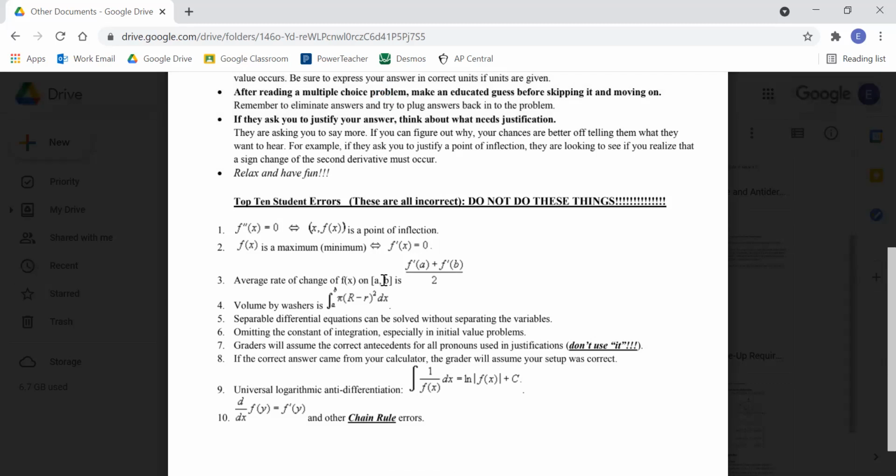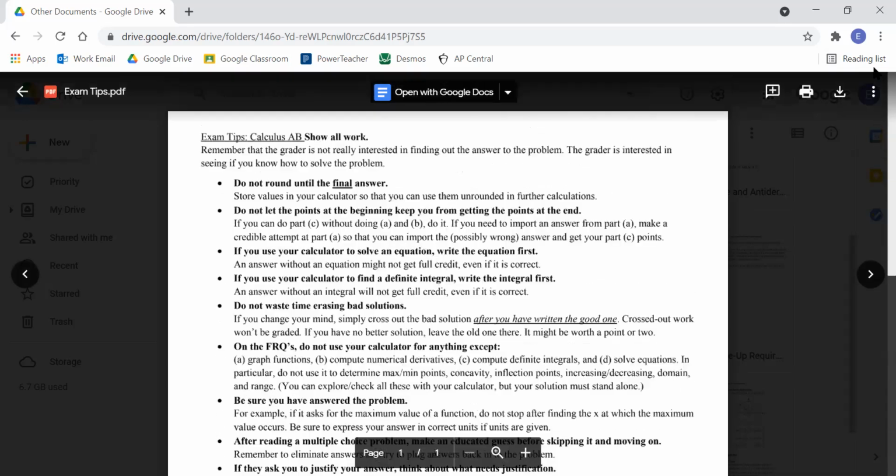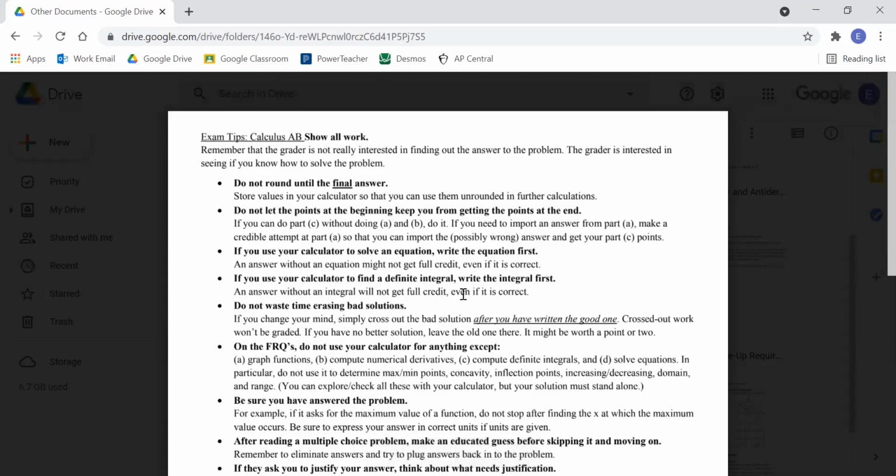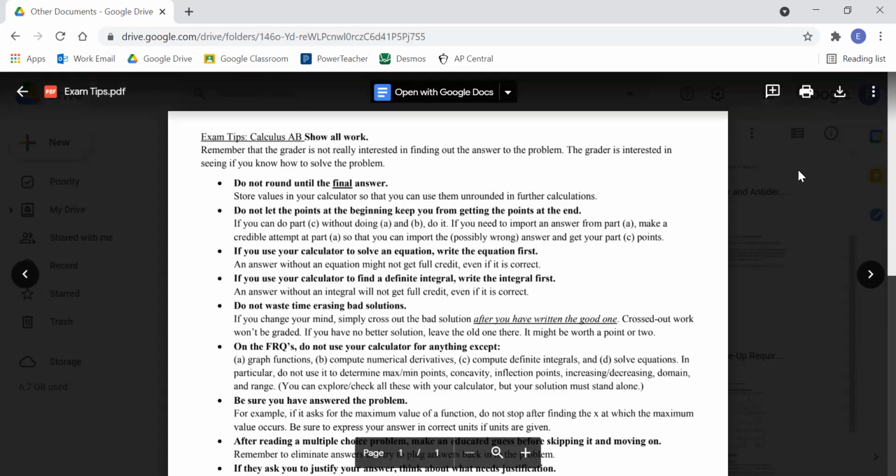Let's see here. I can't think of anything else to remind you all of. Anybody have any more questions? I will put this document up in Google Drive and in Google Classroom also. I thought it was already up, but I guess it's not. Anybody else? Any other questions before we're done?